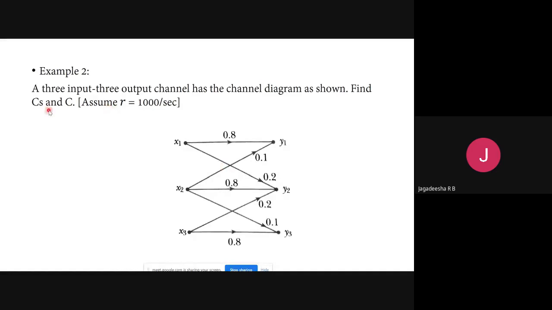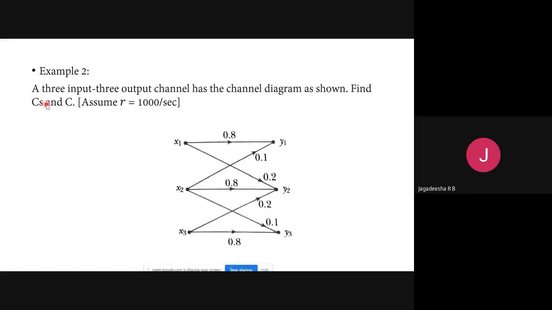Now, what you need to do is find the channel capacity and also the average information capacity here. For that, some more input is given. That is, the rate of data transmission is 100 bits per second, or 100 symbols per second. We use the same parameter, maybe bits or symbols, in this example. Okay, so the first task is to find the channel capacity by Muroga's method.